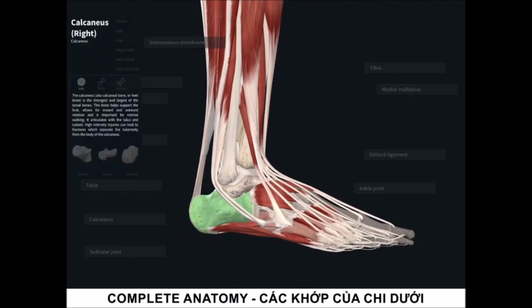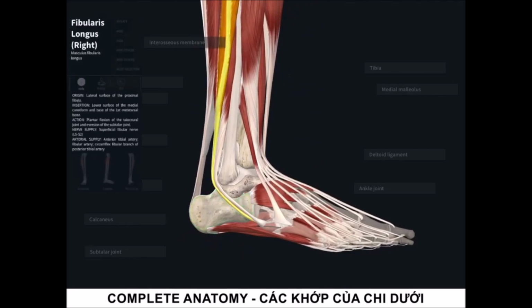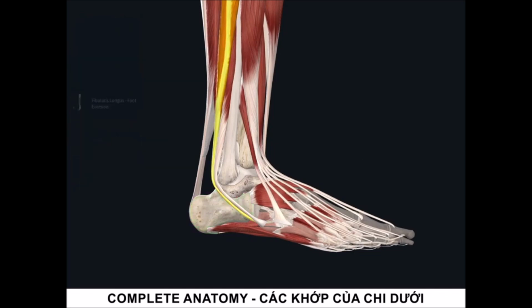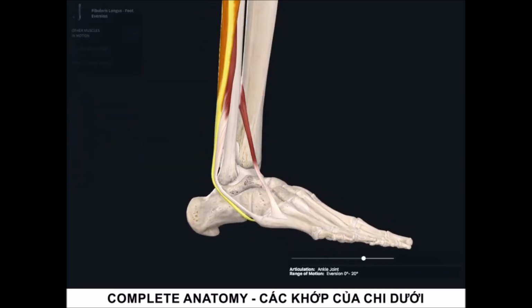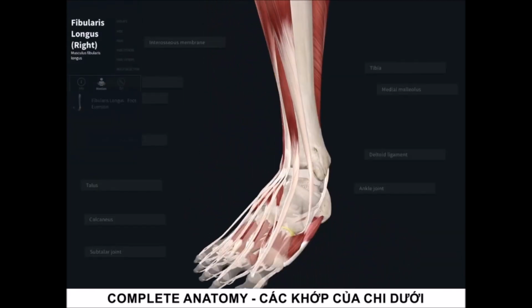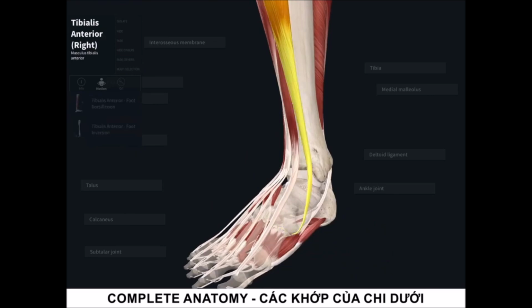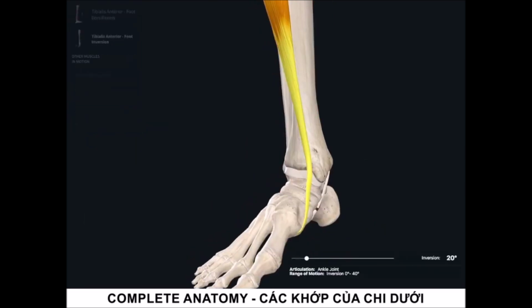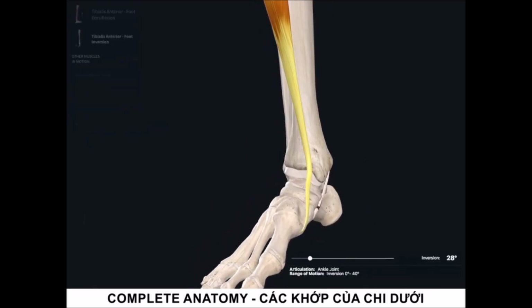If we look at the motion of fibularis longus, whose main motion is eversion. And again at tibialis anterior, whose other motion is inversion. And that's the joints of the ankle.